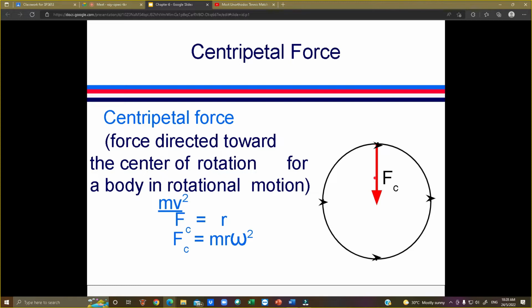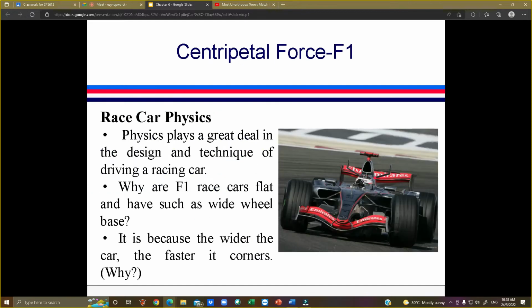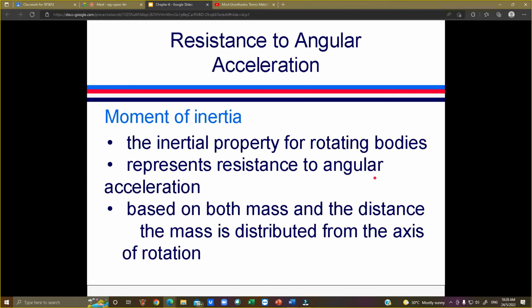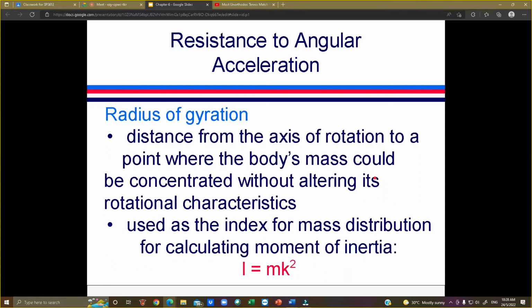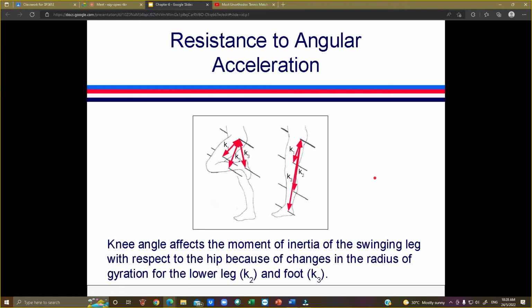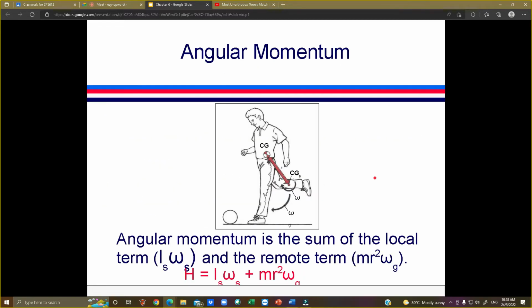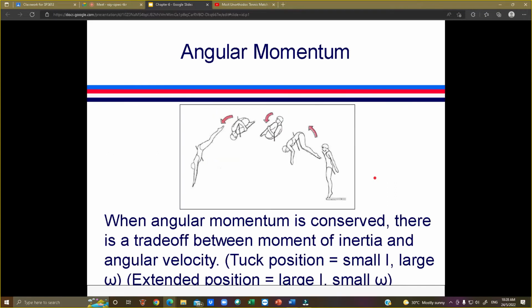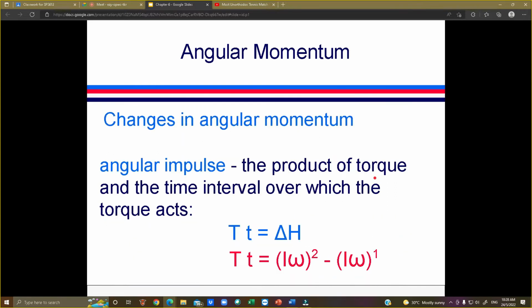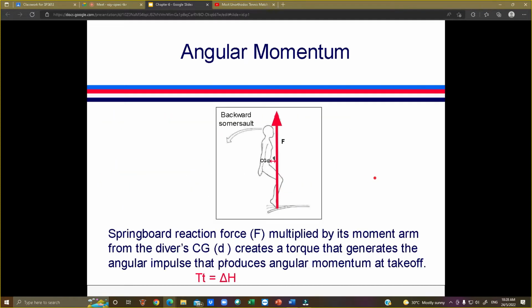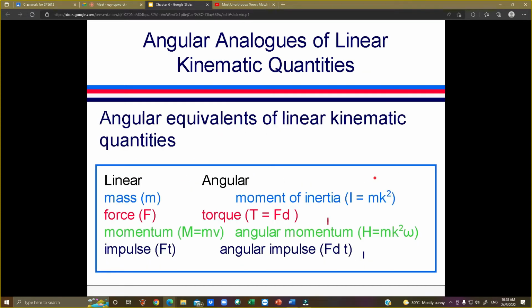Okay, we have several properties to be discussed. Kita tengok dulu. The first one is centripetal force. And after centripetal force, we are going to talk about moment of inertia. Okay. And then we are going to talk about angular momentum. And finally, it is regarding angular impulse. Okay. Last kali kita ada talk.